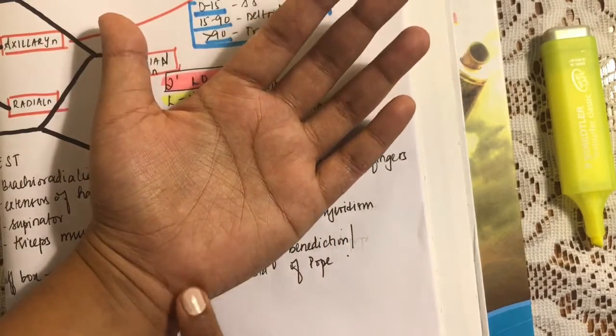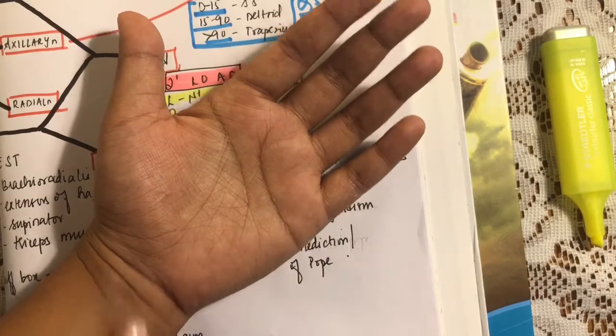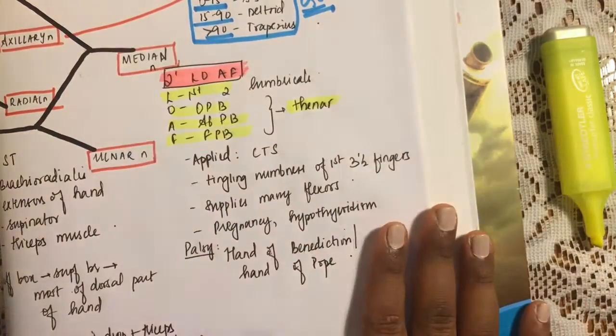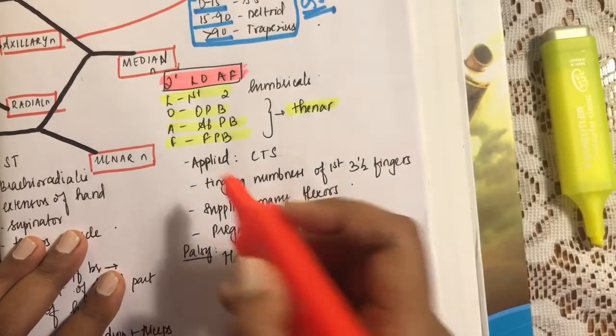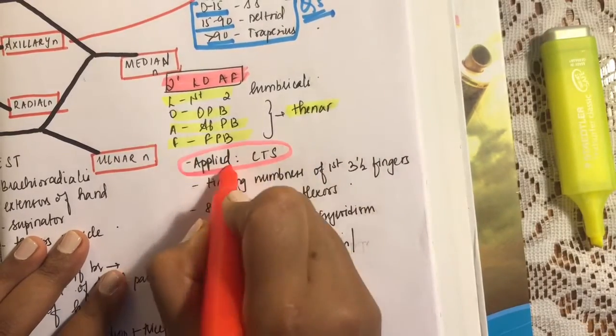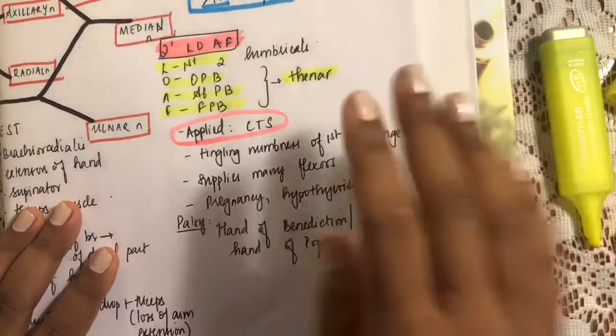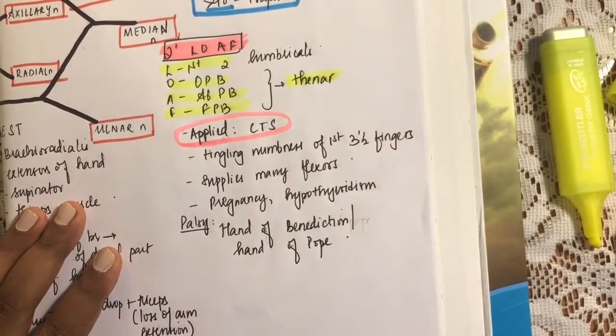This is the hypothenar, which is supplied by the ulnar nerve. So that is important. Okay. So what is the applied part of this? The main thing here is carpal tunnel syndrome. So what is carpal tunnel syndrome?